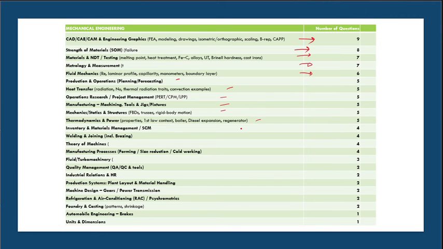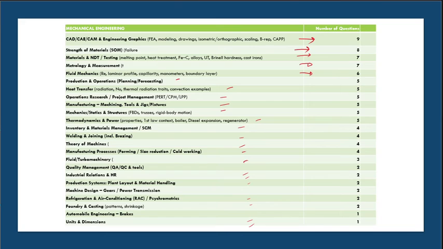Each subject has a 5 marks weightage, 4 marks weightage here, and then 3, and then 2, and then 1. Focus more on those topics which have more weightage, so that it will be much easier for you to crack the examination.